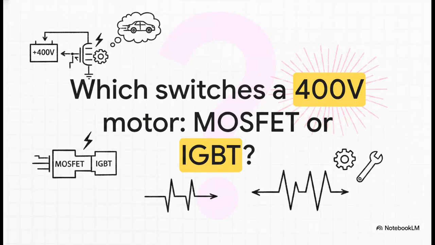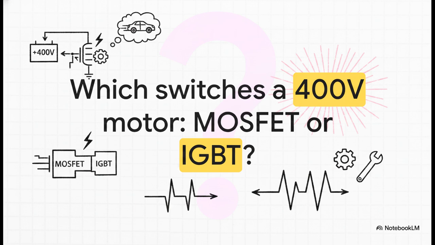So let's take all this textbook theory and put it straight into the real world. Imagine you're the lead engineer designing the motor controller for a modern electric vehicle. You've got a 400-volt battery pack delivering massive torque to the wheels, and you need to switch that power thousands of times a second. What do you do?